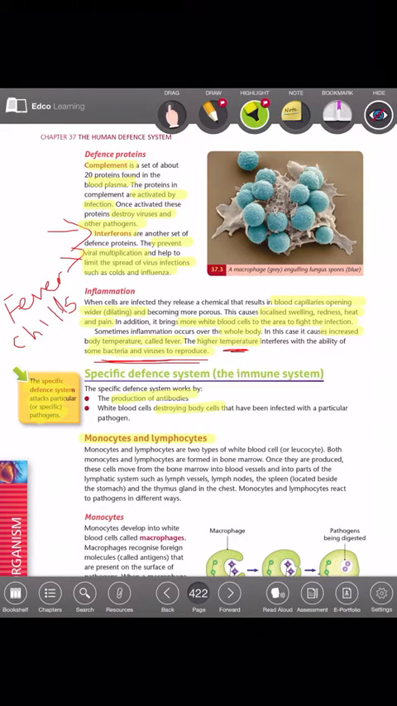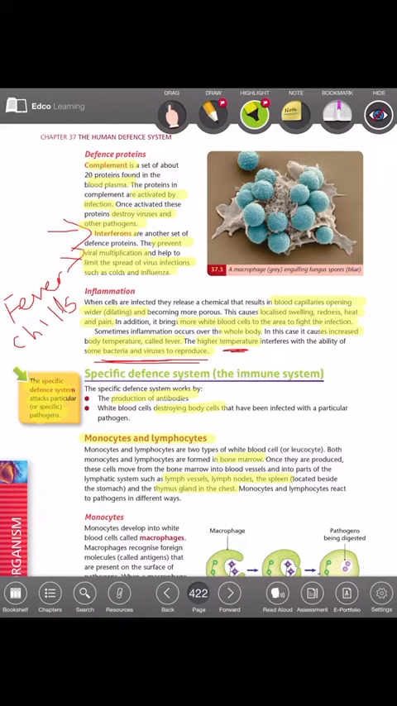So monocytes and lymphocytes are two types of white blood cells, or leukocytes, and both are formed in bone marrow. I have that highlighted on your slides. I'll revert back to them in a few minutes. Once they are produced, these cells move away from the bone marrow and into blood vessels and into other parts of the lymphatic system, such as lymph vessels, lymph nodes, and the spleen, and also the thymus gland in the chest. So once they leave the bone marrow, they move to these four different locations.